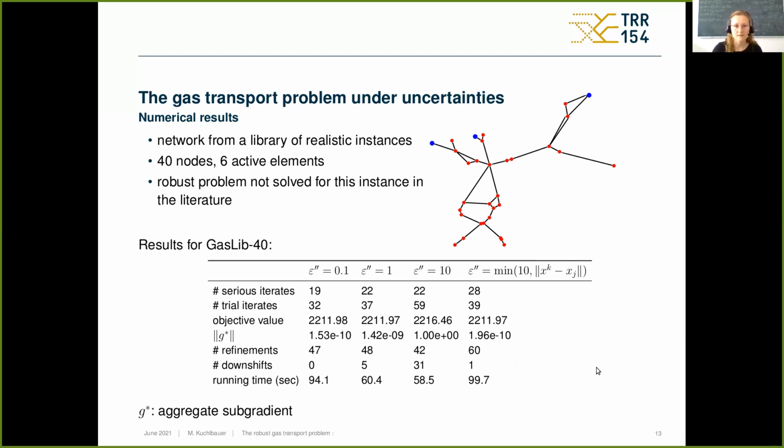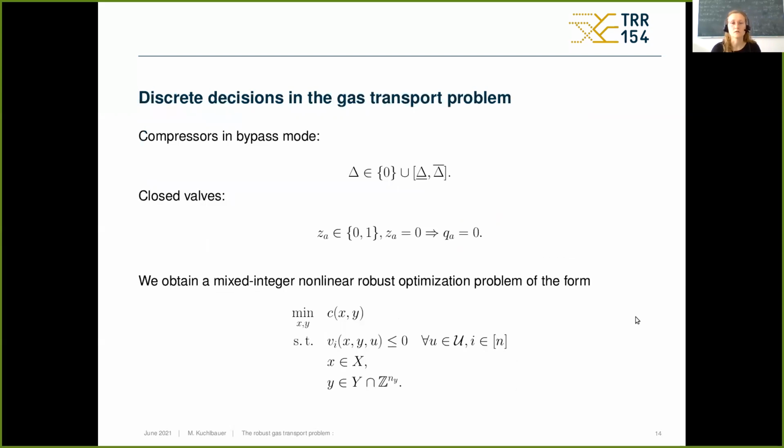So in the context of gas networks, it would be interesting to consider also discrete decisions. For example, for compressors, one usually has a passive mode or strictly active mode, so that we have a variable with a disconnected domain. Another case are valves, which could be open or closed, so one wants to be able to model a binary decision here.